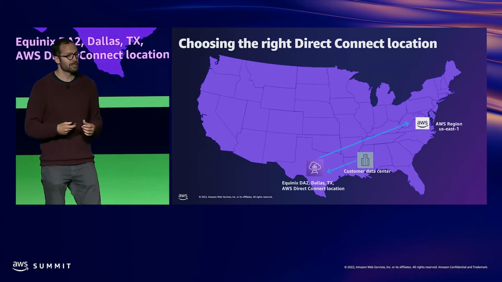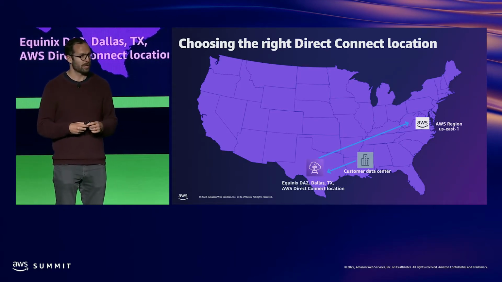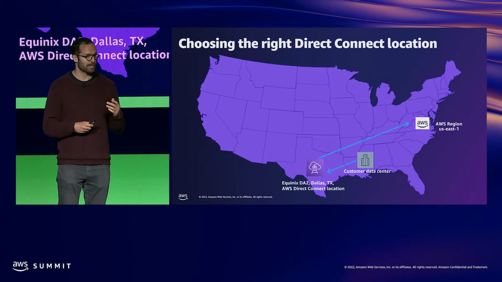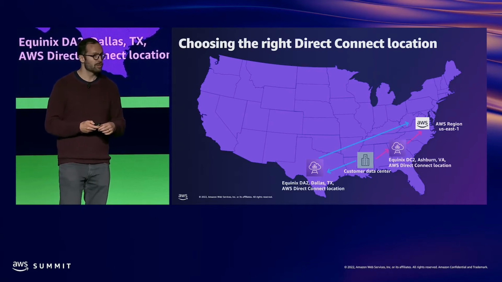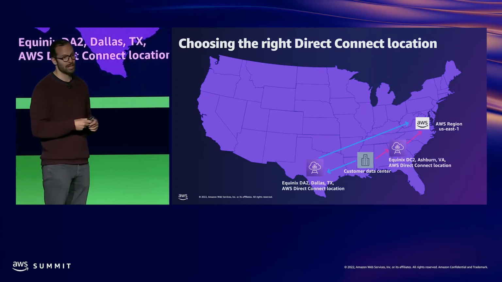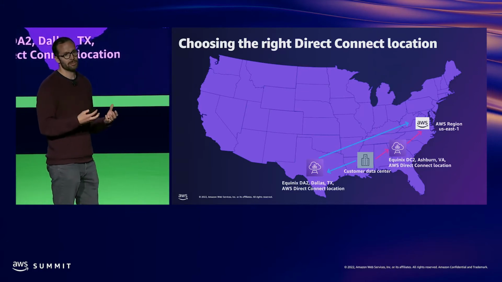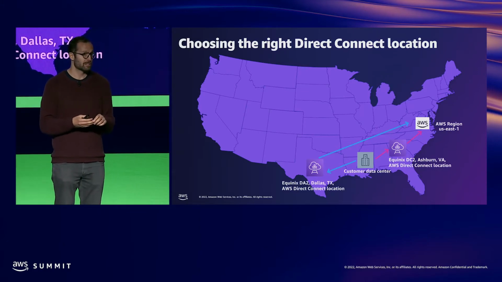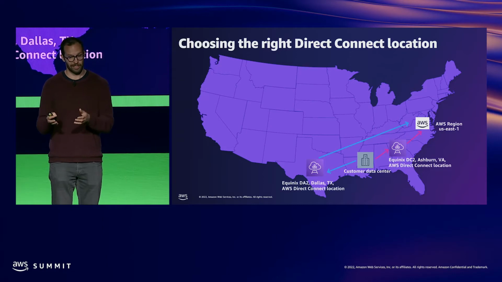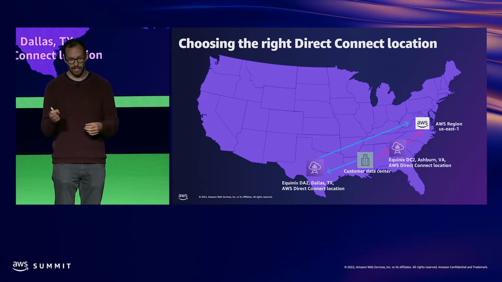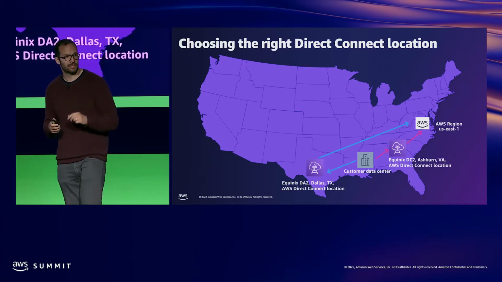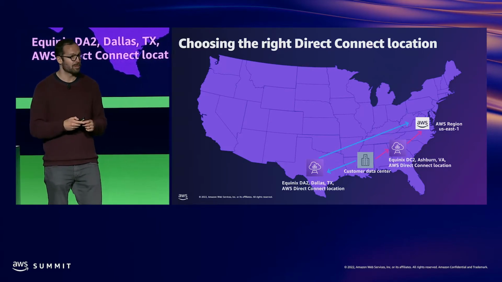One option to connect to a region in US East 1 could be to go through an Equinix Direct Connect location in Dallas, or you could use an Equinix Direct Connect location in Ashburn. Usually the decision point is based on latency to the location that you're going to. So maybe in this case, if you care most about latency, you would select Ashburn as your Direct Connect location, and then maybe Dallas would be your backup.